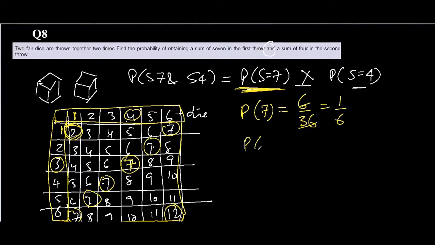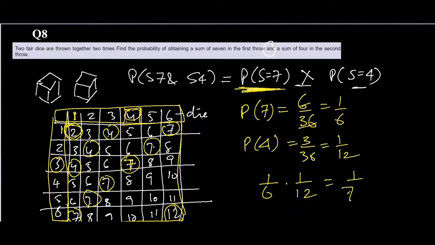In the second throw, we want the probability of 4. So 1, 2 and 3, just 3. This 4 is the outcome of the die, it is not a sum, okay, just these 3. So that is 3 over 36, which becomes 1 over 12. So the answer will be 1 over 6 multiplied by 1 over 12, which is 1 over 72. This is the probability.